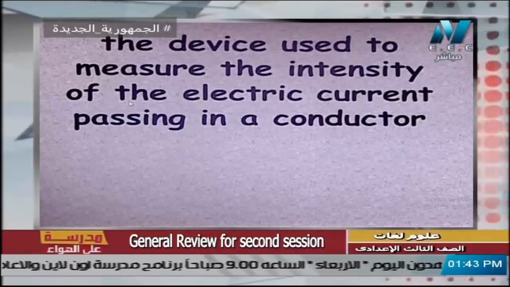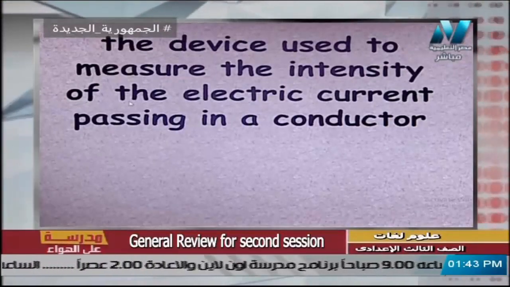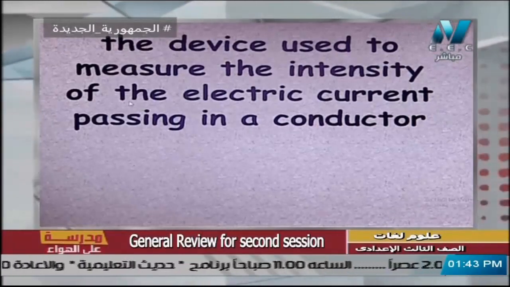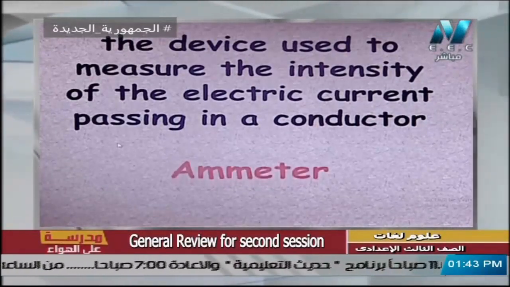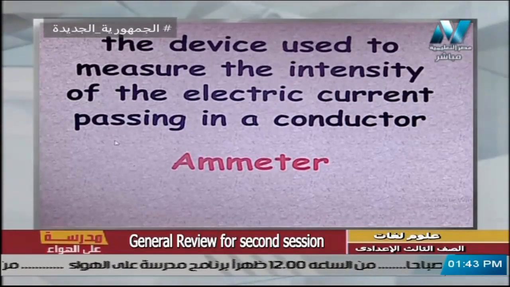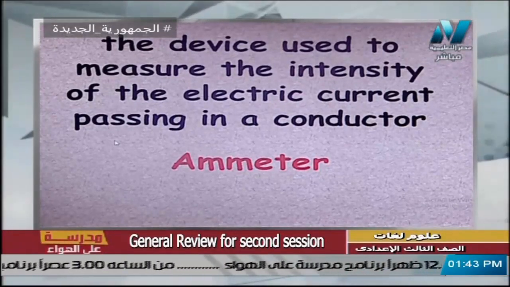The device used to measure the intensity of the electric current passing in a conductor. The device that measures the intensity of the electric current will of course be an ammeter. The device used to measure the intensity of the electric current passing in a conductor, it will be an ammeter.